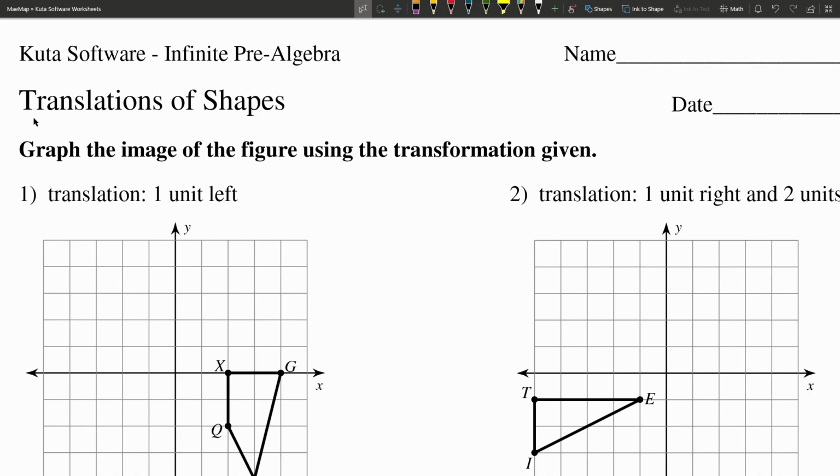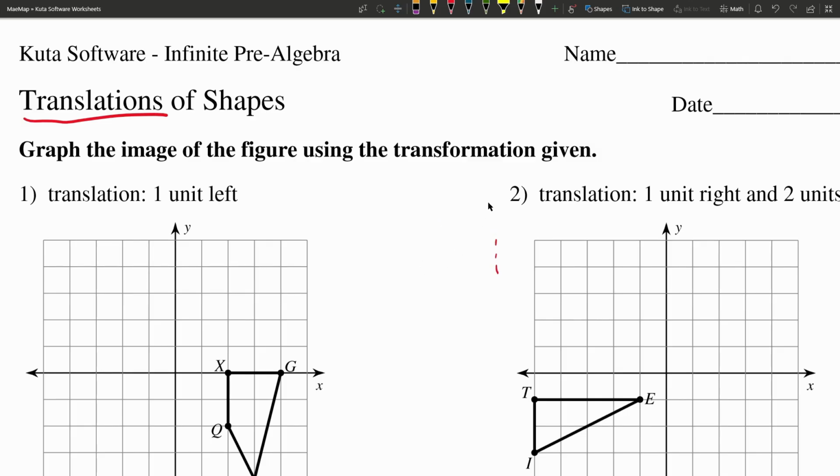Now on this worksheet, it says that we're going to be doing translations. A translation is simply moving the figure or the shape either up, down, left, or right. And those shifts are constant. So when we move one part of the figure, we're moving all parts of that figure together. We're not going to be doing any rotations, which would be twisting the figure, and we're not going to do any reflections, which would be flipping the figure. We're just simply going to be moving it or shifting it.